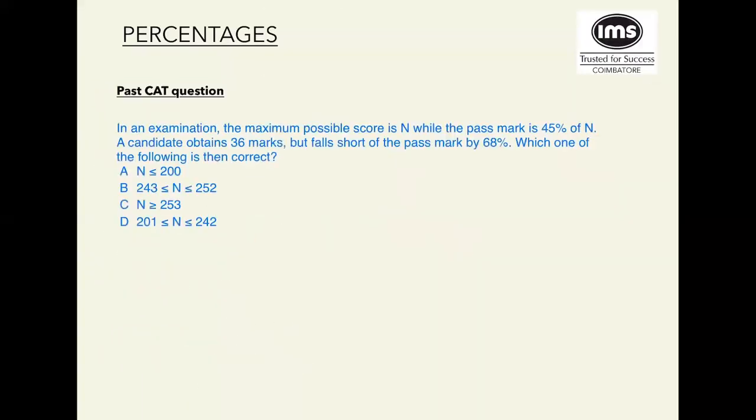Now let's look at another question. In an examination, the maximum possible score is n, while the pass mark is 45% of n. A candidate obtains 36 marks, but falls short of the pass mark by 68%. Which one of the following is then correct?